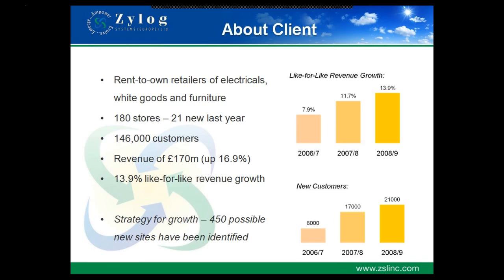Our client is one of the UK's largest retailers, who is selling goods to customers on credit. This client has a business which is a recession-proof business. They have over 200 high street stores, and they're actually making more money in recession than in normal times. The business growth is exponential, but they had a problem. So next slide, please.